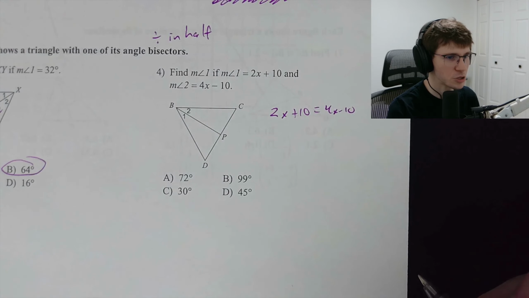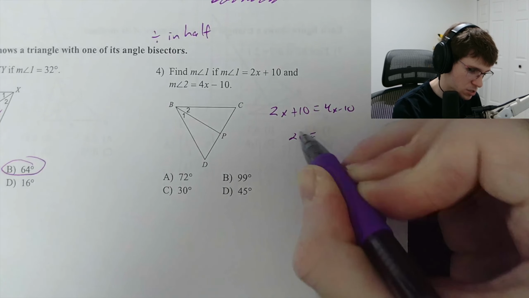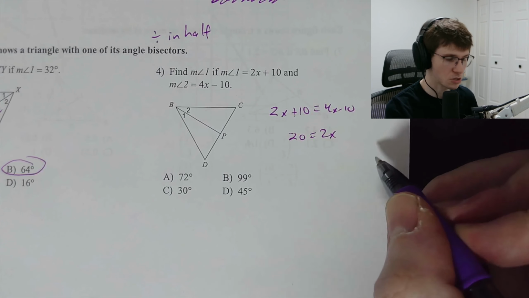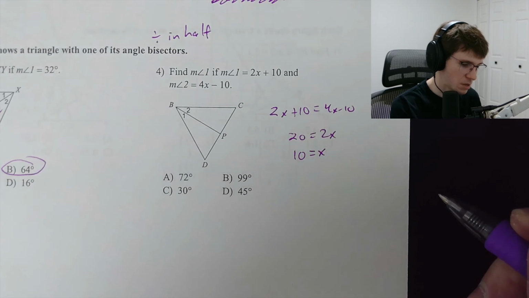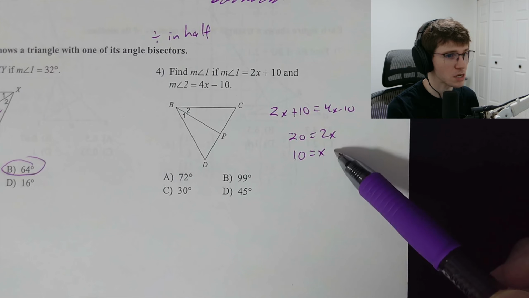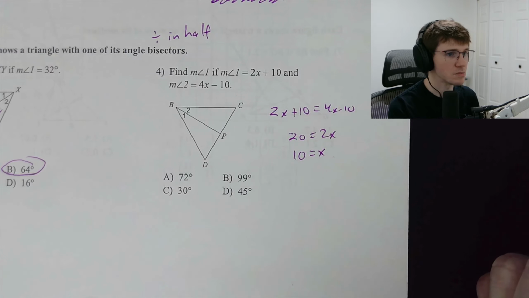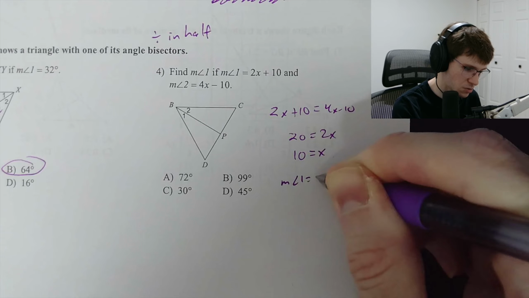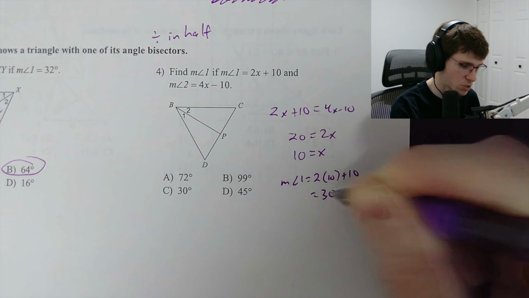Doing some quick algebra there. We're going to go ahead and add 10 to the other side to get 20. Subtract 2x to the other side to get 2x. Divide both sides by 2. And we're going to get 10 is equal to x. However, if you notice, that's none of the answers because they're all in degrees. It's reminding you that you need to take that 10 and plug it back in to figure out what our correct answer is. Our measure of angle 1 is equal to 2 multiplied by 10 plus 10. That is, of course, 30.